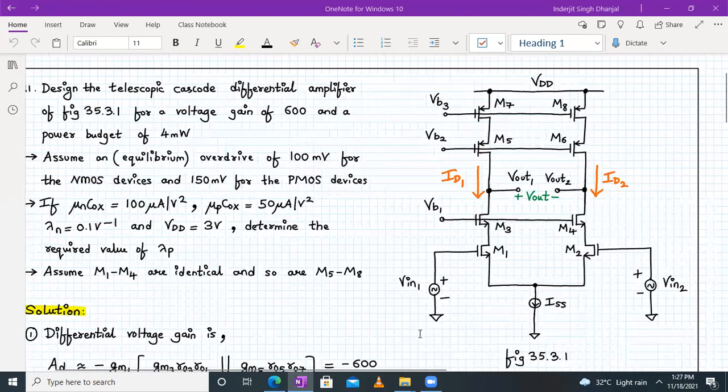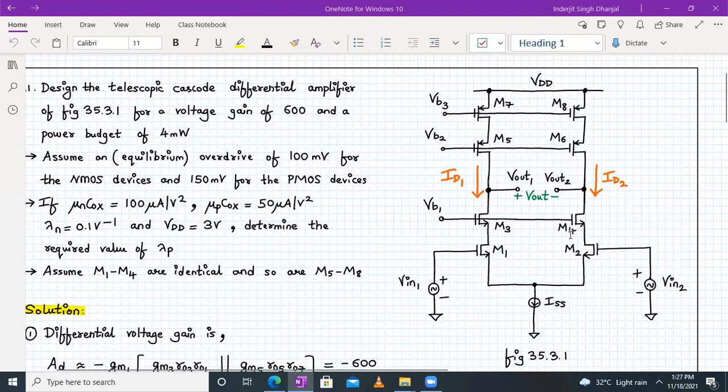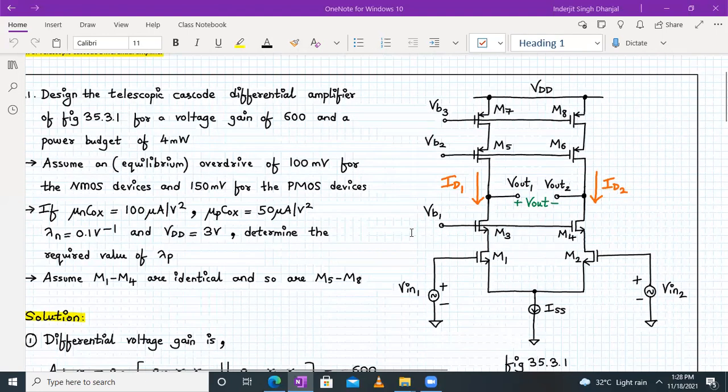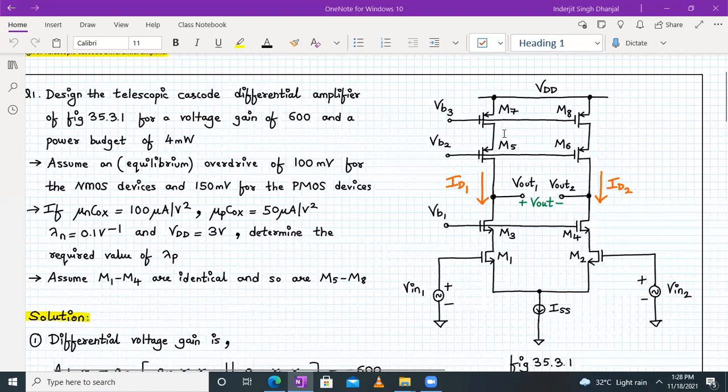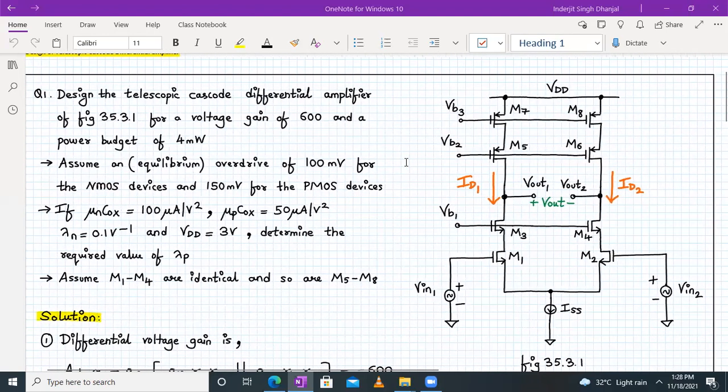Okay, so this is my telescopic cascode differential amplifier which we have discussed a few lectures back, and we have to design this. Design this means we have to determine the W/L ratios of all the transistors M1 to M8. So let's read the question.